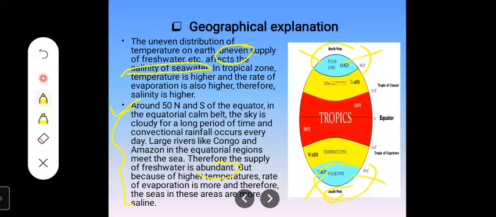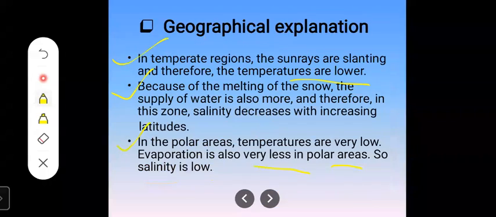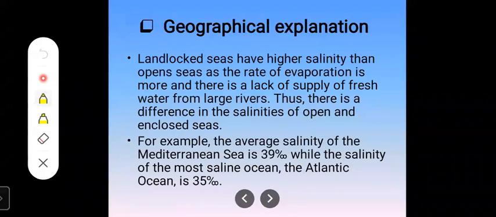Next, after this, the next part is: landlocked seas have higher salinity than open seas, as the rate of evaporation is more and there is a lack of supply of fresh water from large rivers. Thus, there is a difference in the salinities of open and enclosed seas.